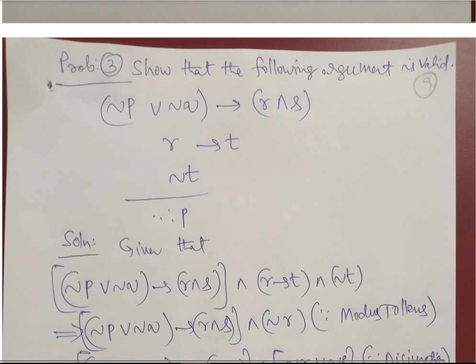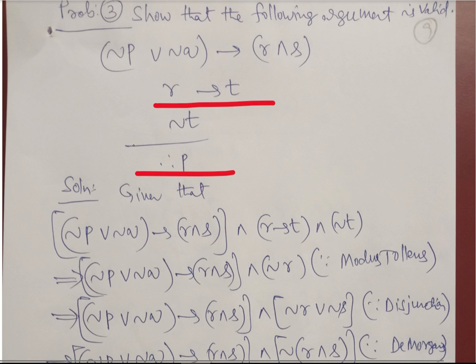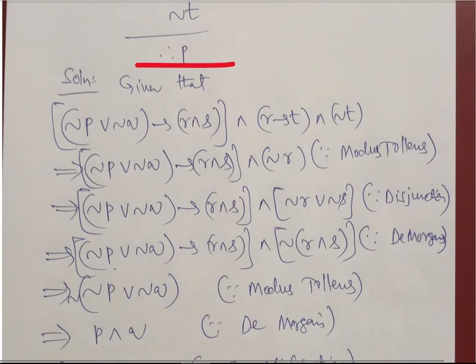So negation P or negation Q implies R and S, R implies T, negation T, so we conclude it is P. Same format: negation P or negation Q implies R and S, and R implies T, and negation T. So we have to see where we can conclude.